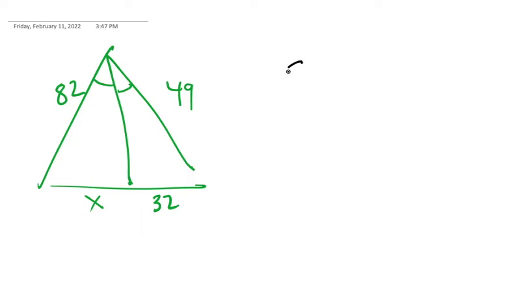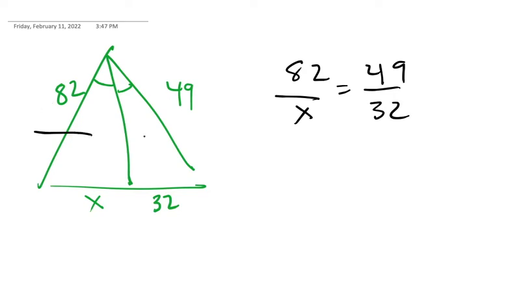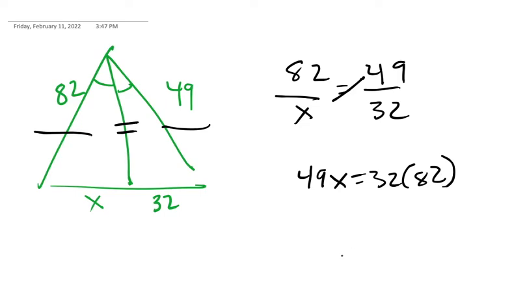And so again, 82 goes with x. 49 goes with 32. We often do this and just set them equal. When we cross multiply, we get 49x and 32 times 82. So if you set it up slightly differently, maybe you went right, left, just make sure the 49 and the x go together when you cross multiply. How about this one?